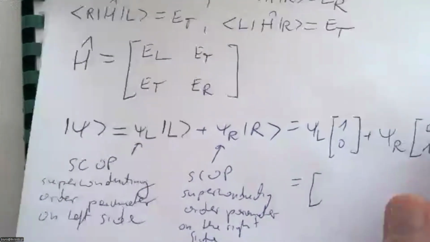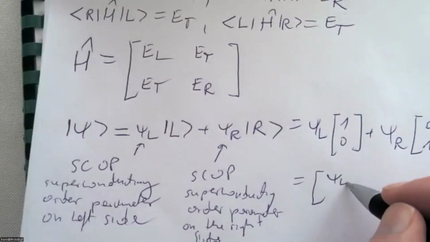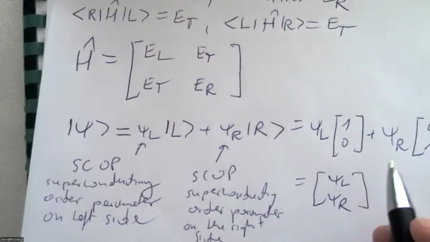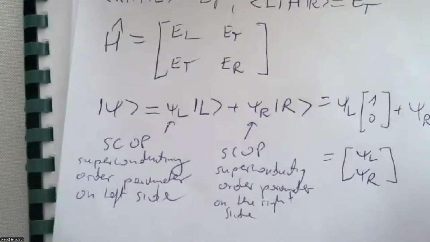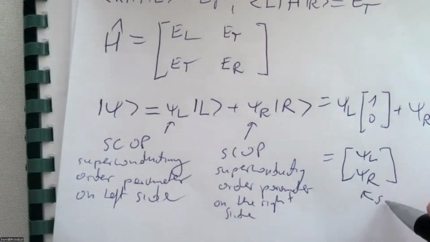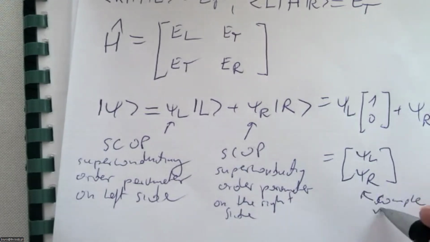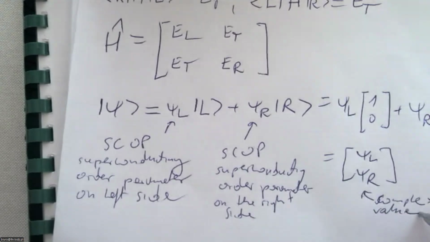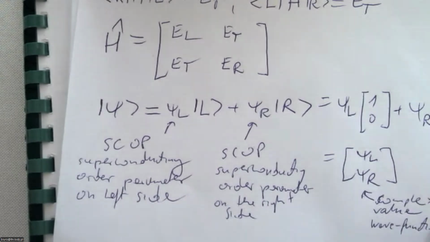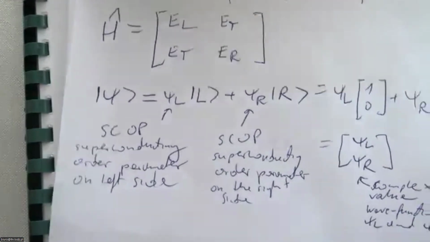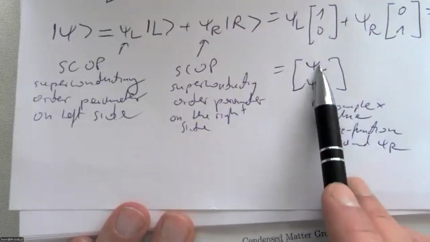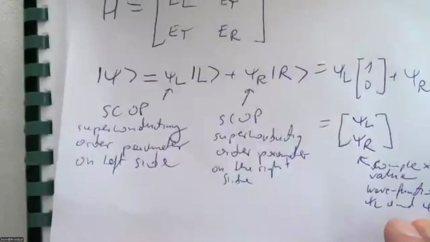So what do we end up with? We end up with a kind of spinor-like object, where those two quantities are complex-valued wave functions, Psi and Psi. So this is complex-valued wave functions Psi, Psi, right? So we have things like that.